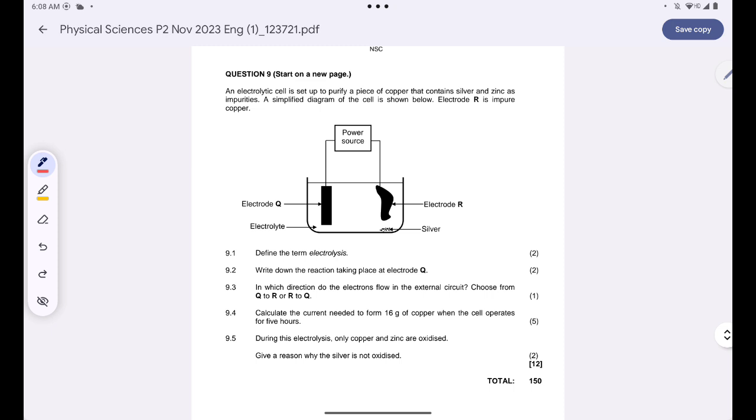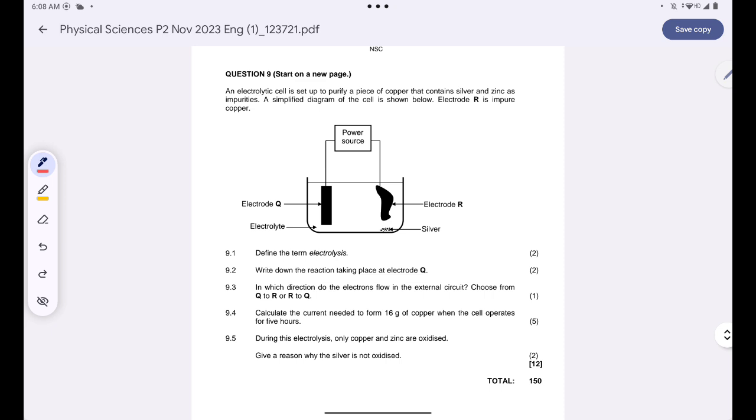Okay, question 9. An electrolytic cell is set up to purify a piece of copper that contains silver and zinc as impurities. A simplified diagram of the cell is shown below. Electrode R is the impure copper.